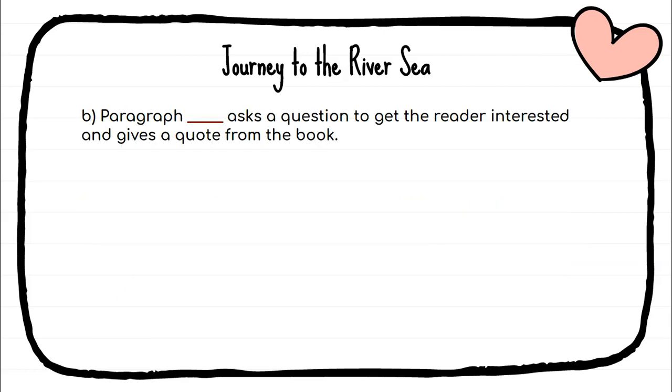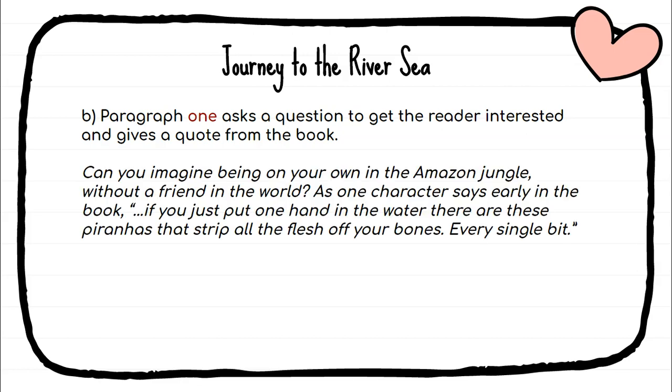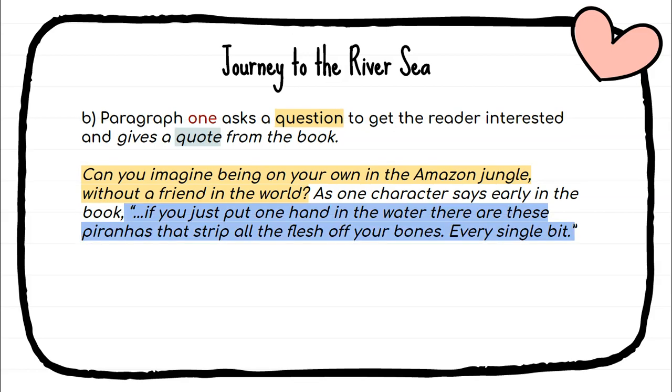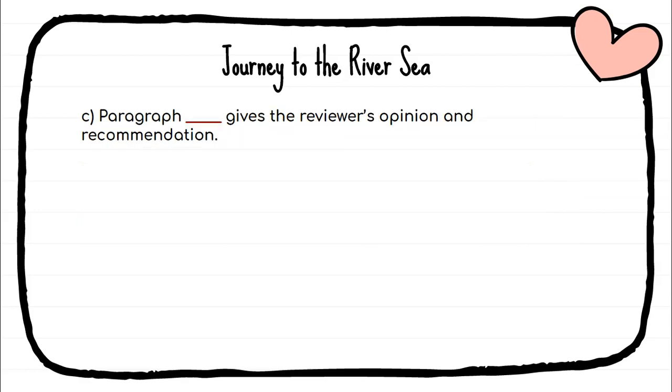Right, B. Paragraph asks a question to get the reader interested, and it gives a quote from the book. So I think most of you managed to spot that it was paragraph 1. They've given you 2 hints there. So this is what paragraph 1 looks like. There's the question that they're asking. Often in reviews, they have a leading question, either the first sentence or somewhere in the first paragraph, to get you curious and to get you to read further. And also right away, there's a quote. You can see that it's a quote because of those quotation marks or inverted commas.